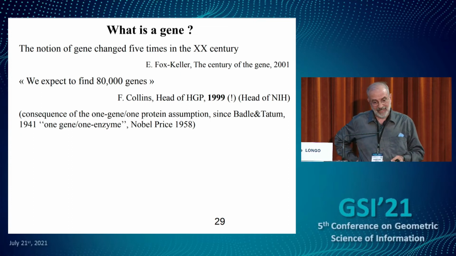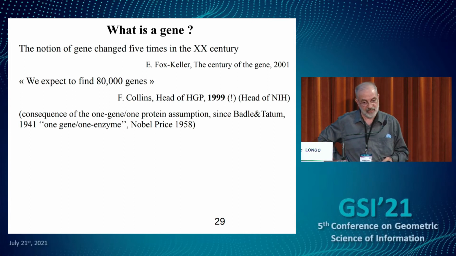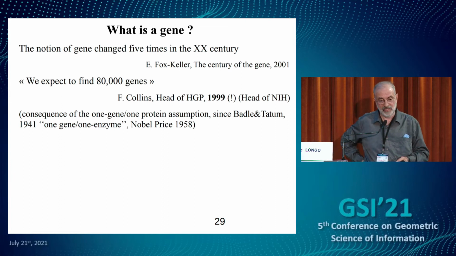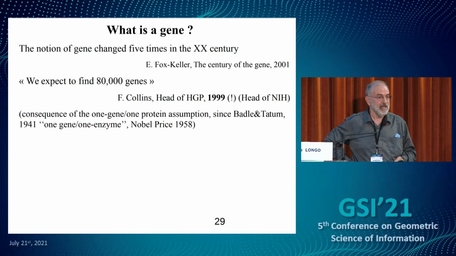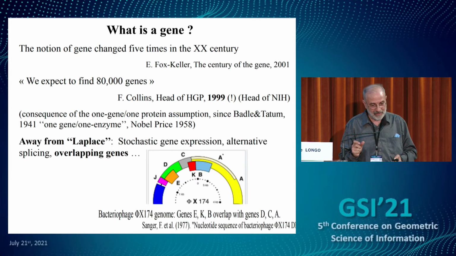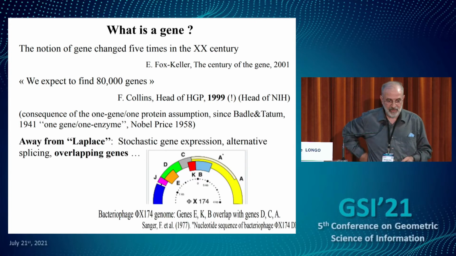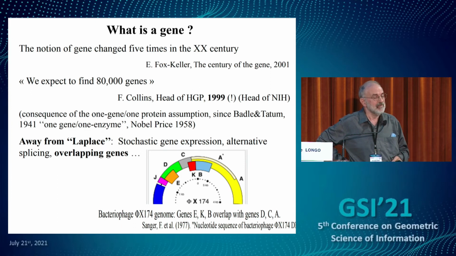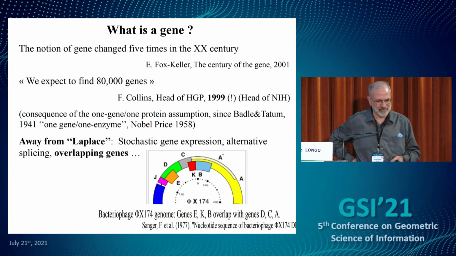Consider that in 1999, Collins, the head of the Human Genome Project, claimed that he expected 80,000 genes. Why? Because on that theory of the exact stereospecific correspondence, he was counting, according to the enzymes, the number of possible RNA, and from there the number of possible genes, and he made this conjecture. Only 2 years later, he said, oh no, there are 21,000, or 25,000 first, then 21,000. But what is a gene?